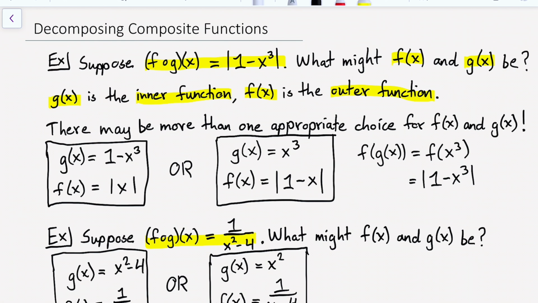So it often may not matter how we decompose composite functions, but recognizing composite functions and being able to express them in their decomposed parts is an essential skill as we go forward into calculus.